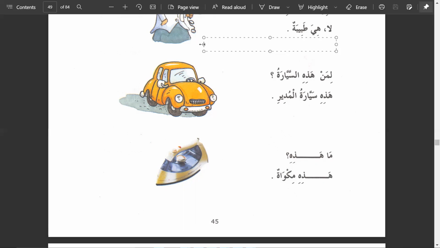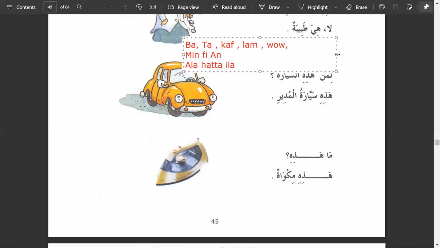Okay, I'm telling you now, and you take this screenshot and remember this. Ba, actually this is bi, but just to make it rhyming, that's why I'm writing ba. Ba, ta, kaf, lam, wow. Min, fi, an, ala, hatta, ila. So these are harf jar. Take a screenshot and try to memorize it.